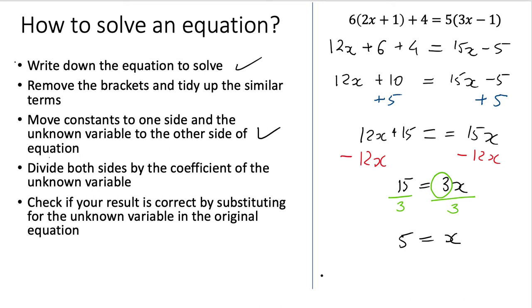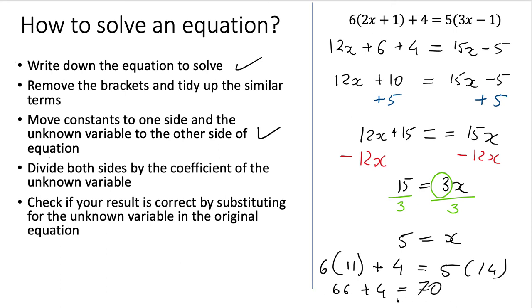Let's see if it's true by checking the solution. So 6 times (2 times 5 plus 1) is 11. Is it equal to 5 times (15 minus 1)? 5 times 14. Plus 4 over here as well. Sorry. 6 times 11 plus 4 is equal to 5 times 14. 66 plus 4, is it equal to 70? 70 equals 70. So the equation is true.